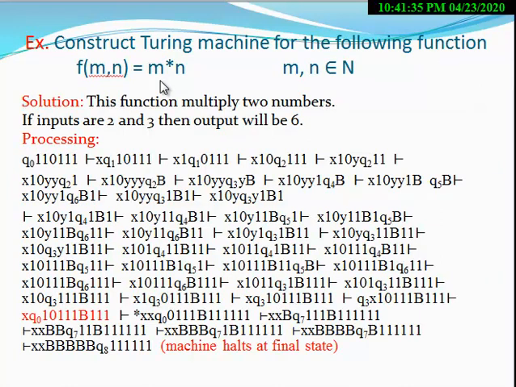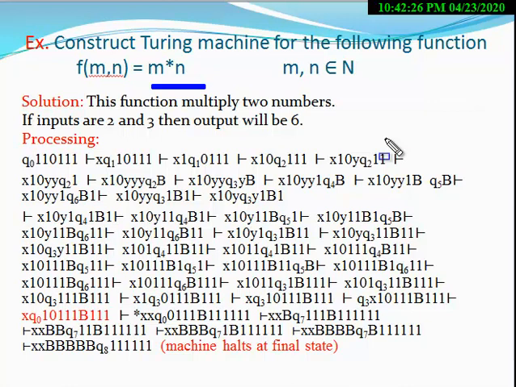Now in this problem we have to construct a Turing machine corresponding to this function. The function is the multiplication of two numbers, where m and n are two natural numbers. You have to construct a Turing machine which computes the multiplication of two numbers. To construct a Turing machine for this function is a very difficult problem, but now you have to construct one for it, right?